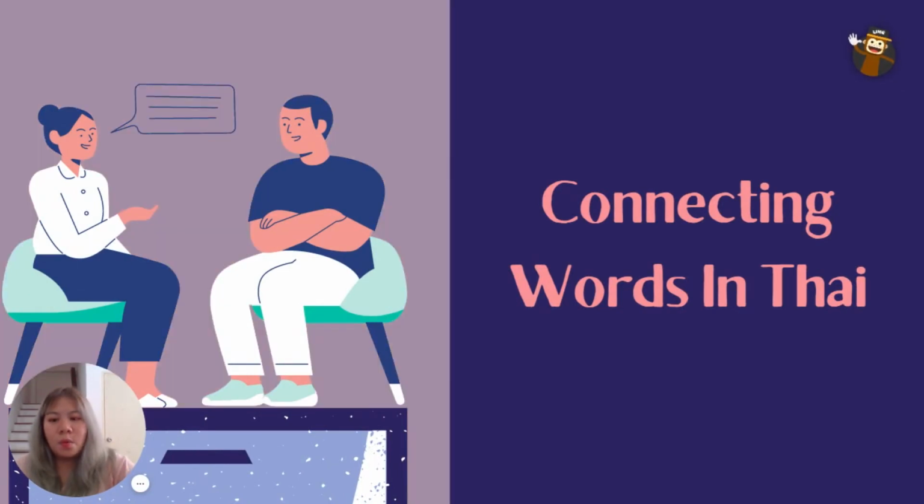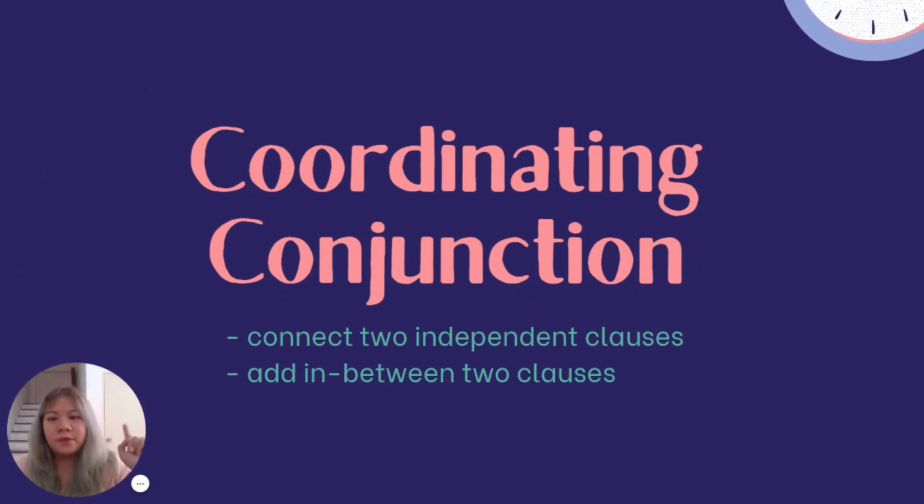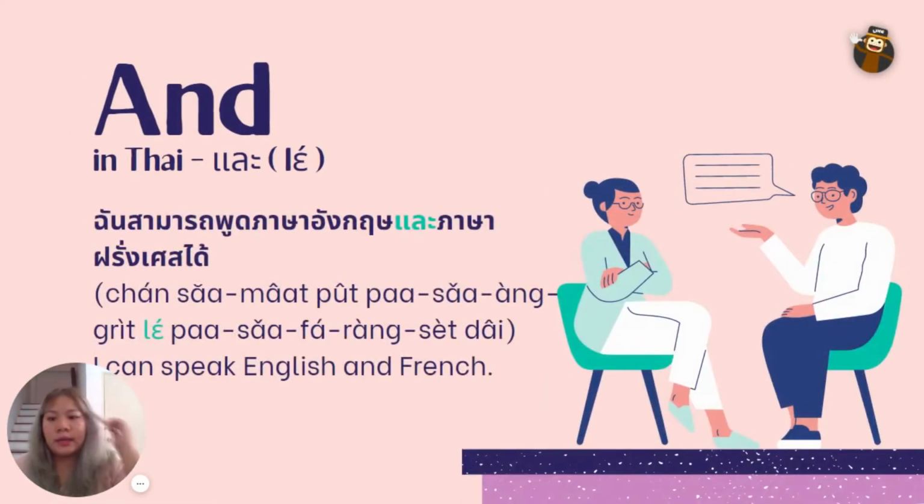I will provide it in two types. The first one is coordinating conjunction. Coordinating conjunction is used to connect two independent clauses and is normally added in between two clauses. Coordinating conjunction will connect two units of similar grammatical type, for example, noun with noun and adjective with adjective and so on. So here are examples of coordinating conjunction.